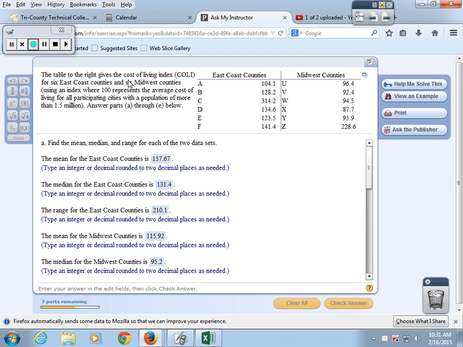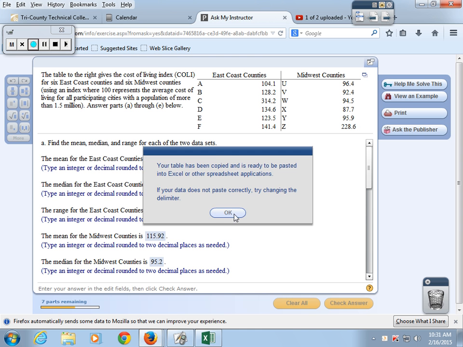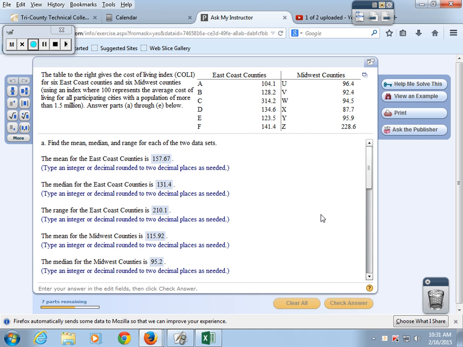The table to the right gives data for two groups. Are they doing them all together, or do you do East Coast and then Midwest separately? Okay. Copy the table. What do you have to find? The mean and the what? Everything? So we'll just go over here.